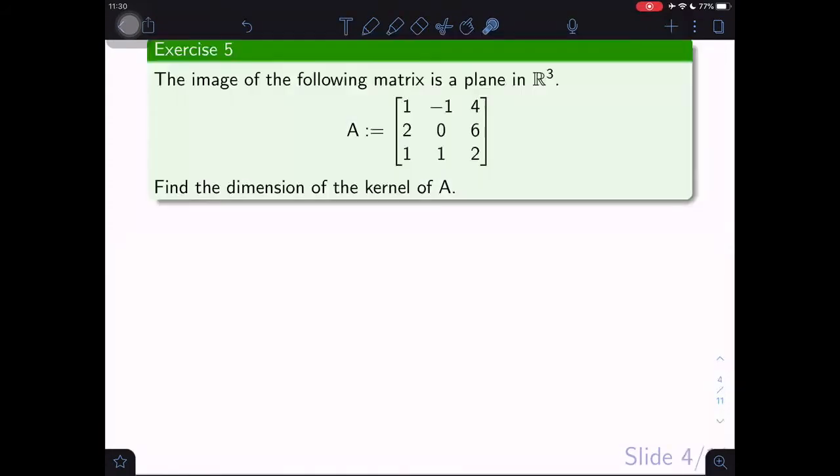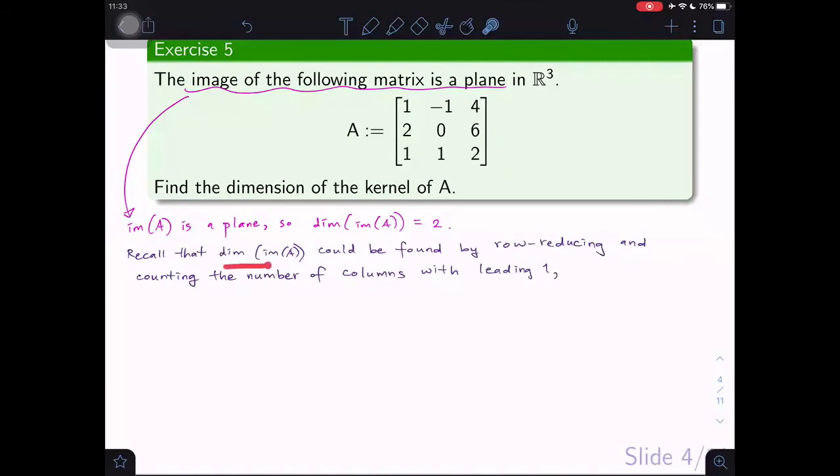In this exercise, I have a matrix A, and I am told that the image of the matrix is a plane in R3. I want to find the dimension of the kernel of A. We will try to avoid doing any row reduction to answer this question. It says that the image of the matrix is a plane, which is a two-dimensional object. This tells us that the dimension of the image of A is 2.